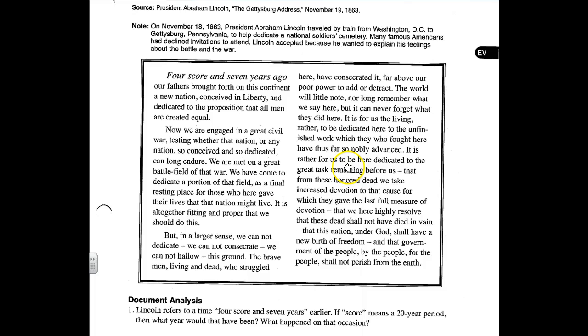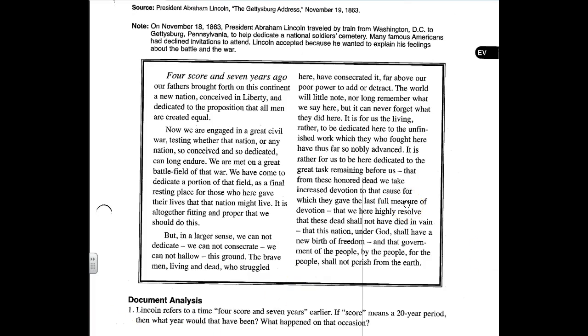It is rather for us to be here dedicated to the great task remaining before us, that from these honored dead we take increased devotion to that cause for which they gave the last full measure of devotion, that we here highly resolve that these dead shall not have died in vain, that this nation under God shall have a new birth of freedom, and that government of the people, by the people, for the people, shall not perish from the earth.